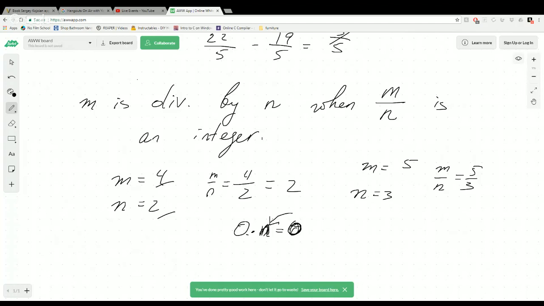But n over 0 is not defined. We know that we cannot divide by 0. So no integer is divisible by 0. Why? When did we say m is divisible by n? When this ratio was an integer, right? But if I cannot divide by 0, this ratio cannot be formed. So this number here cannot be divisible by 0. I cannot divide by it. So no number is divisible by 0. As a technical aside, 0 is a multiple of every n, but no n is divisible by 0.